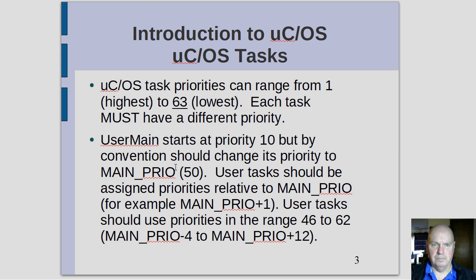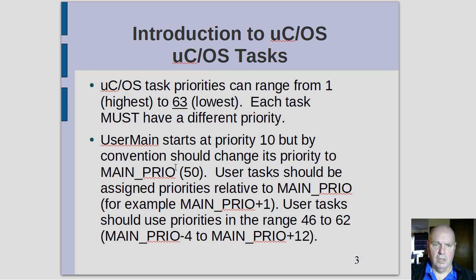MicroCOS task priorities can range from 1, which is the highest priority, to 63, which is the lowest. Each task must have a different priority. MicroCOS uses a simpler scheduler, so it doesn't allow round-robin scheduling like RTEMS would. This is fairly typical of a lot of real-time operating systems, that every task has to have a different priority. That seems pretty restrictive, but in application design, it's not that restrictive with a properly designed application.